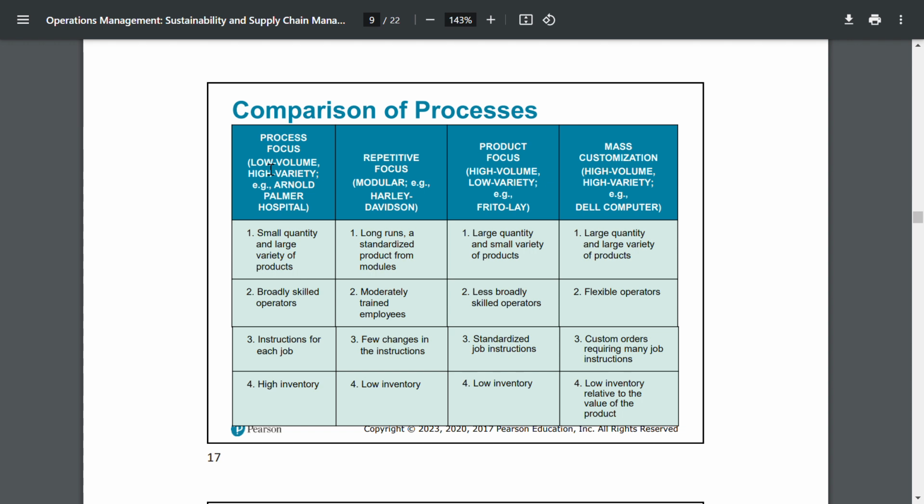So we don't need a lot of inventory because it depends on the demand. When we need it, we're gonna buy it. For the process focused, we have high inventory because we gonna produce a lot of varieties, and so we need high inventory of the different parts and materials needed for each variety of a product. And then the product focus has large quantity and small variety of products.